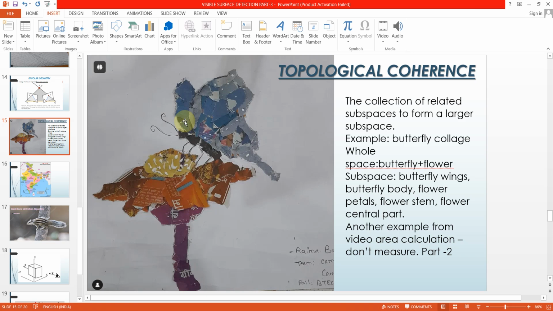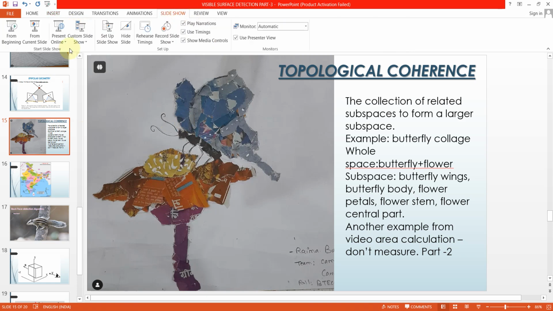Today I'm going to talk about another real life example of coherence. Till now in the previous video we saw an example, an application of coherence in computer graphics known as epipolar geometry. Today we are going to talk about what is topological coherence. So let us start our video today.